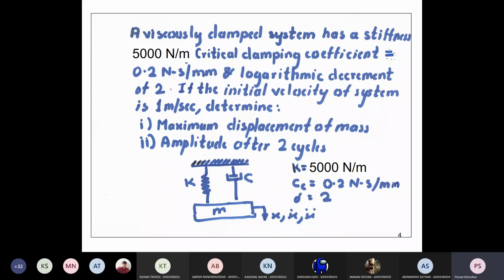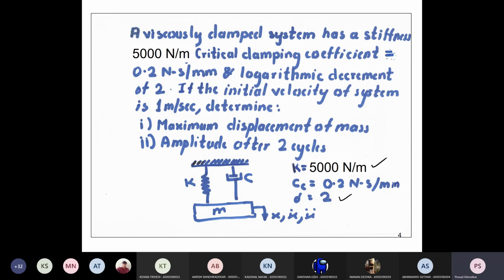Data I have summarized over here. K is equal to 5,000 Newton per meter, Cc, that is critical damping coefficient, is 0.2 Newton second per meter, and logarithmic decrement is 2. This diagram will not be given. You have to construct this on your own.